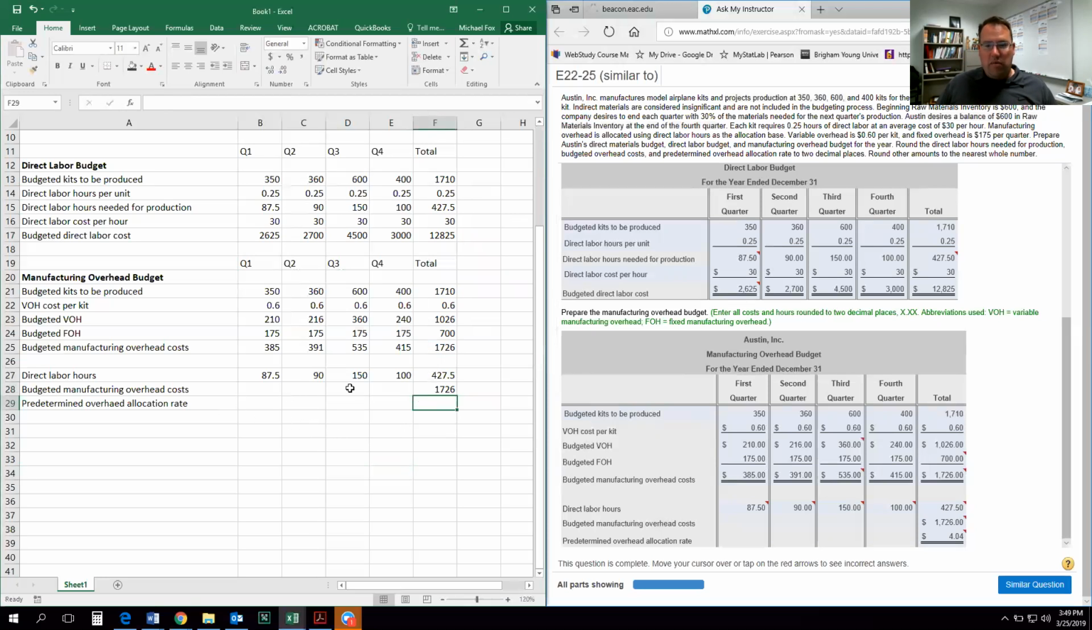So if we know our direct labor hours and our budgeted manufacturing overhead costs, then to find our predetermined overhead allocation rate, we just take the budgeted manufacturing overhead costs divided by the direct labor hours. And it's going to give us $4.04 in manufacturing overhead to be allocated per direct labor hour.